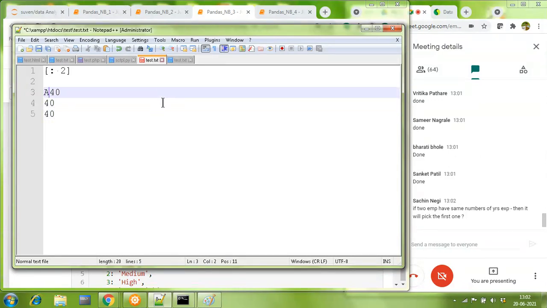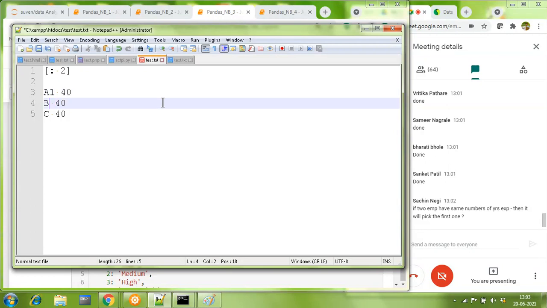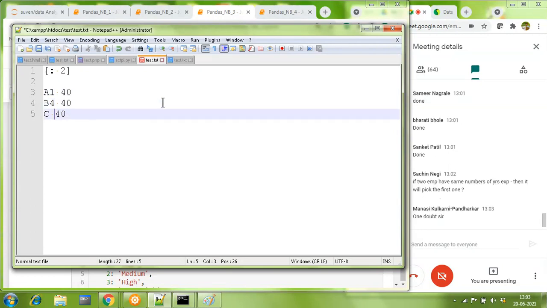So employee A is 40 years, B also 40 years, C also 40 years. Let's say this is A1, this is B4, and this is C5. All three employees are 40 years, but their records were coming in this kind of sequence in the original data set. Therefore, they were reported like this in the descending order.